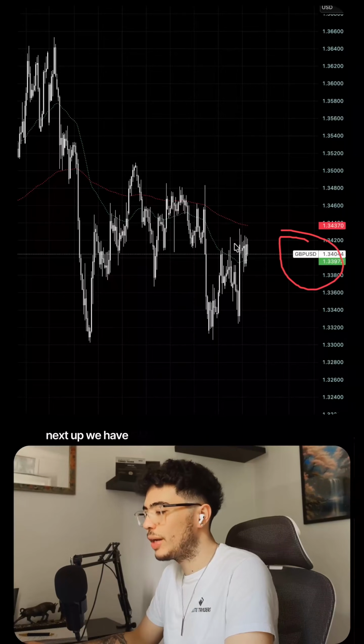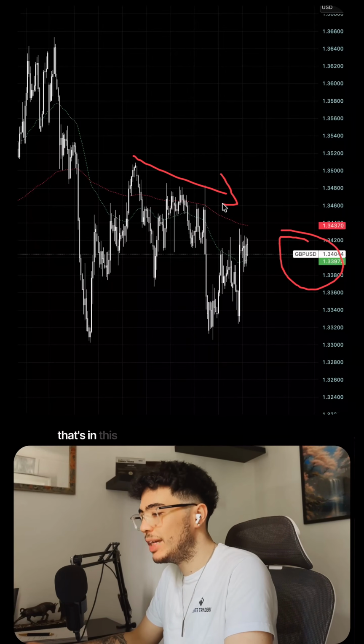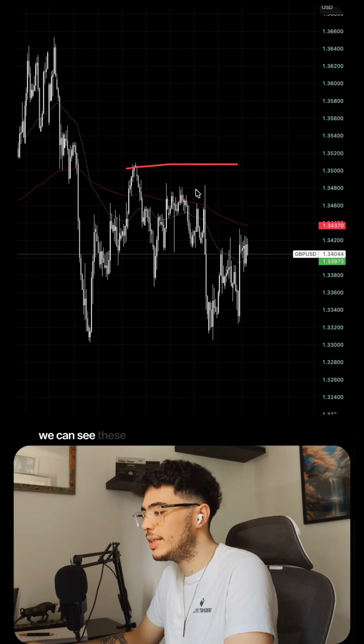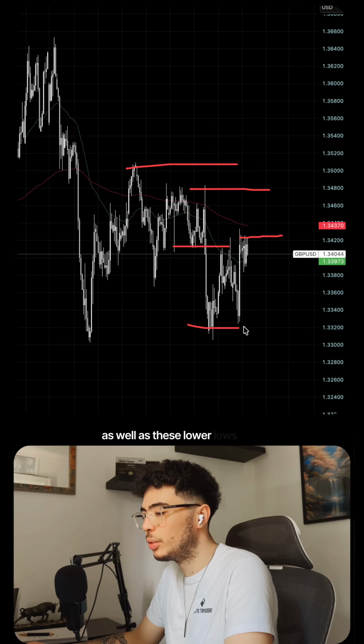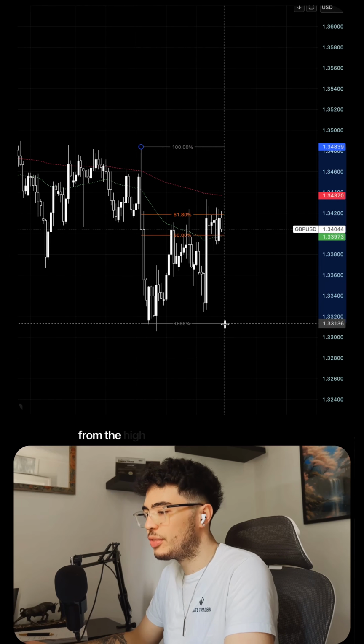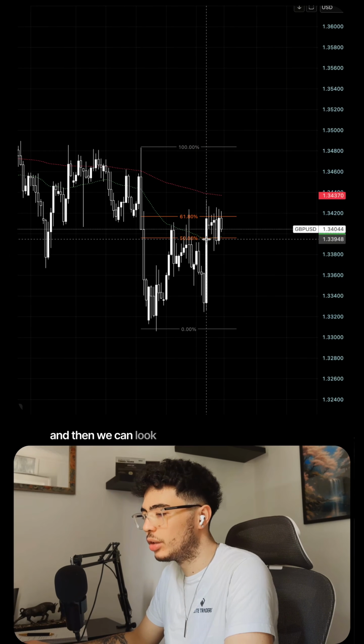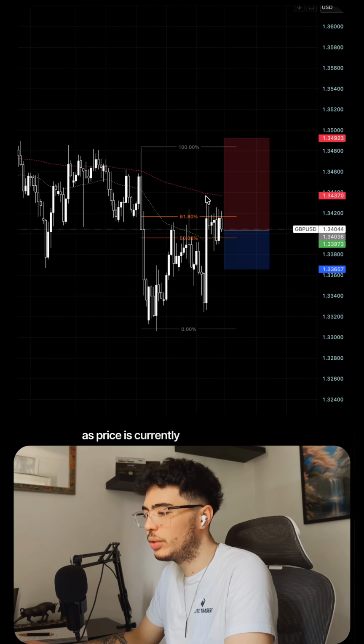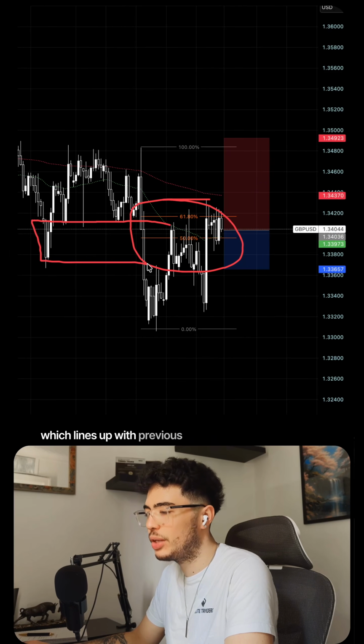Next up, we have GBP USD on the H4 timeframe that's in this really nice bearish trend. We can see these lower highs getting printed as well as these lower lows. So all we need to do is draw the fib from the high to the low in this case, and then we can look for this short position as price is currently in this fib zone, which lines up with previous structure on the left.